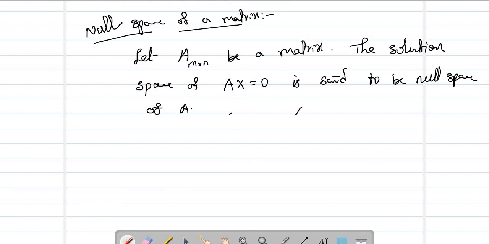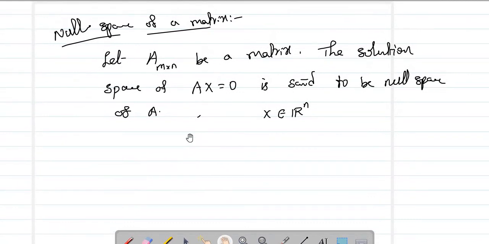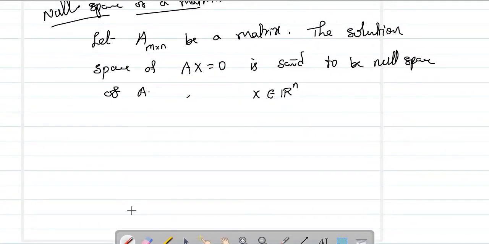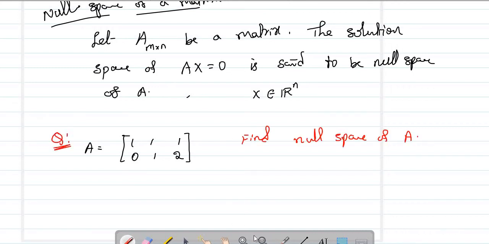Okay. So this is simply the solution space of Ax equal to 0. Where you may ask me, what is this x? x belongs to Rn. Okay, it's a coordinate vector belongs to Rn. That's what I mean. Because it is an m by n matrix, so you should take a column of size n. So simply you can say that this is just a solution space of Ax equal to 0. See, for example, let's take A equal to [1, 1, 1; 0, 1, 2]. This is A. The question is to find null space of A.